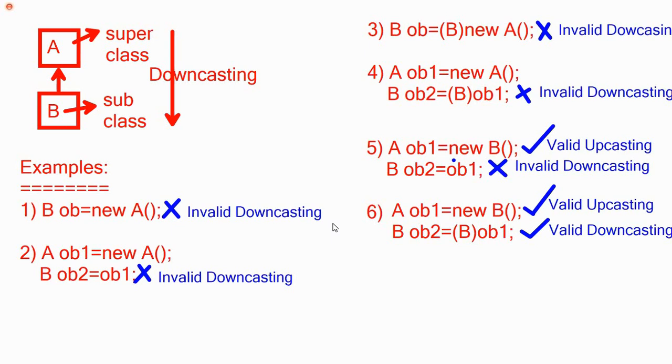So if you want to do downcasting, first of all, you need to check whether upcasting is there or not. If it is there, you have to check whether explicit conversion is there or not. If it is there, it is valid. Two points you have to check. Okay, that is all.